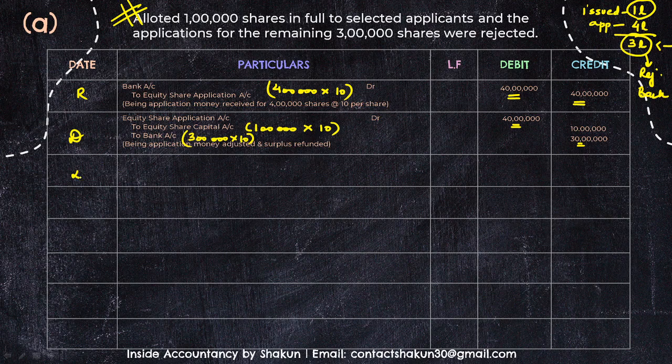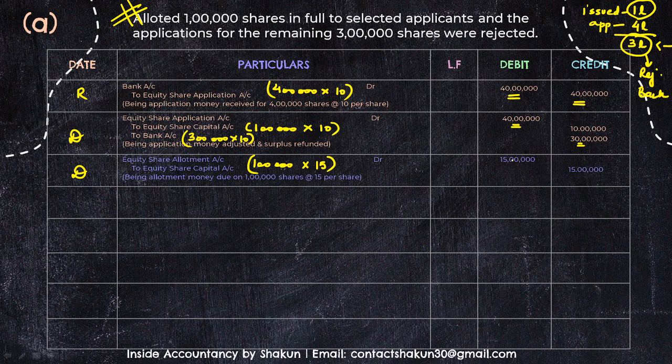Next will be the due entry for allotment, which will be equity share allotment to equity share capital. Now, from this entry onwards, we are not going to consider the 4 lakh as we considered in the previous two entries. Here, we are going to consider the number of shares issued, that is 1 lakh, into the rate of allotment, that is 15.